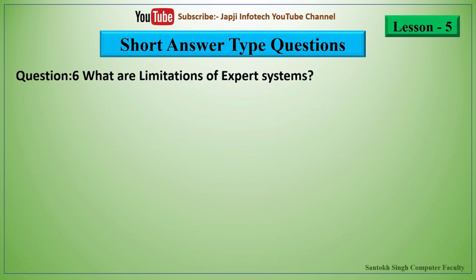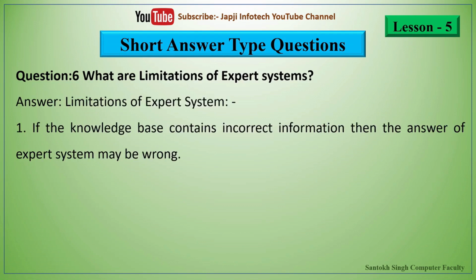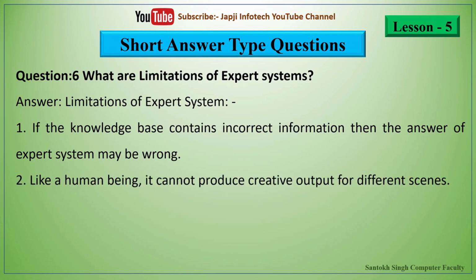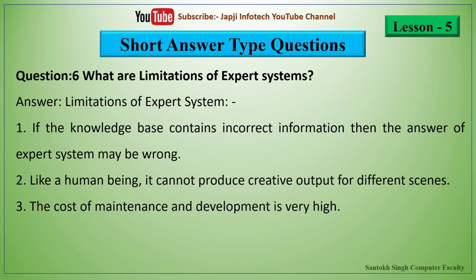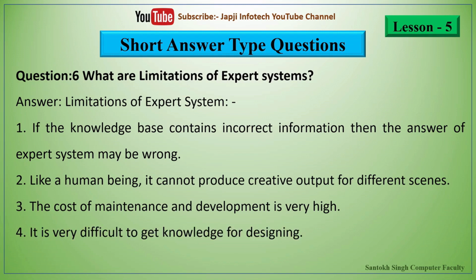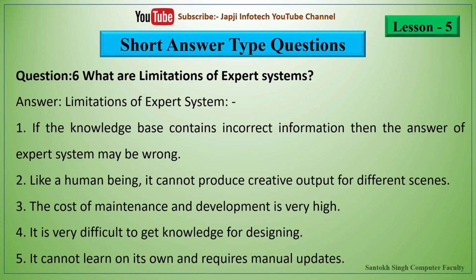And the sixth question is, what are the limitations of expert system? The first limitation is, if the knowledge base contains incorrect information, then the answer of the expert system may be wrong. Second, unlike a human being, it cannot produce creative output for different scenarios. Third, the cost of maintenance and development is very high. Fourth, it is very difficult to acquire knowledge for designing. And fifth, it cannot learn on its own and requires manual updates.